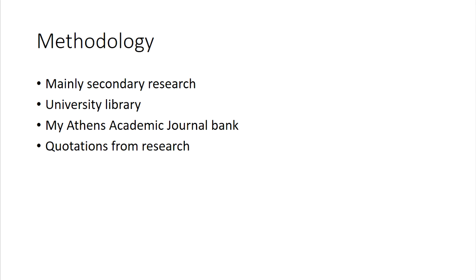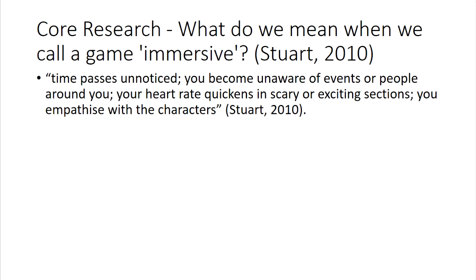So for the methodology, it will be mainly secondary research. I'll also be using the university library for any books that are needed, and my Athens Academy journal bank for anything else that I need to locate and find. With these online sources, I'll be able to take quotations from the research I've found, and I will have academic backing for my work. I will now go on to the core research.